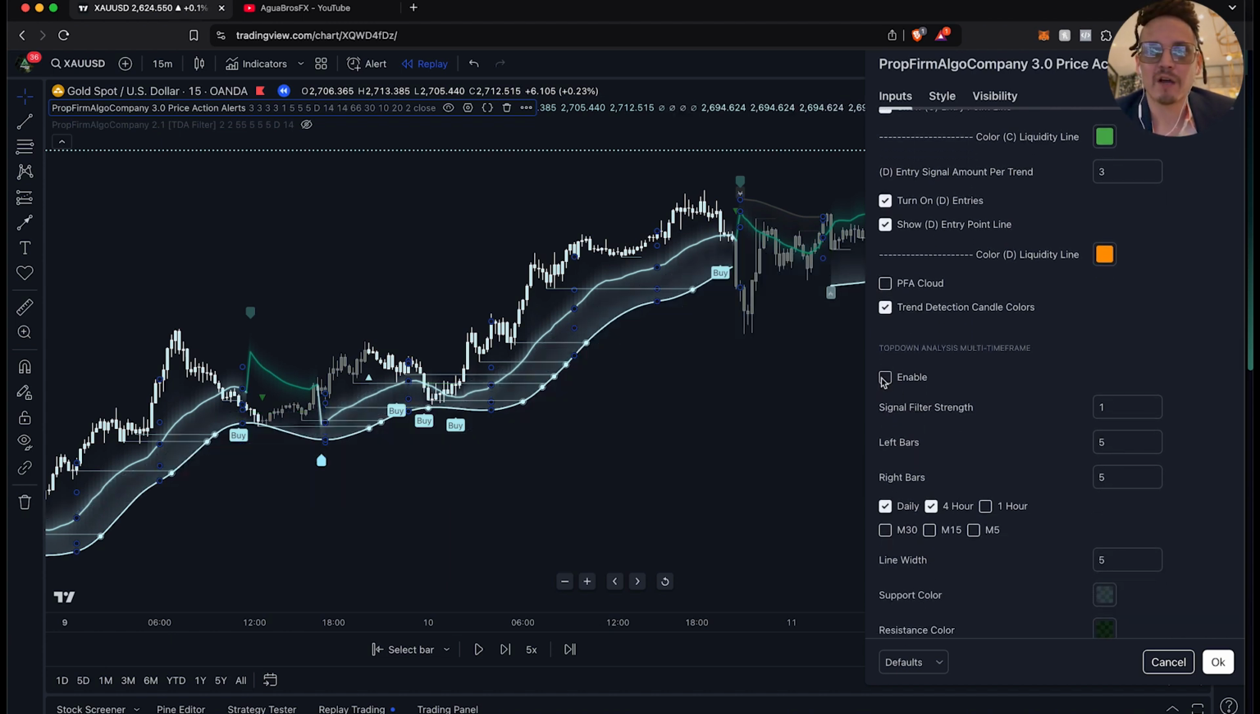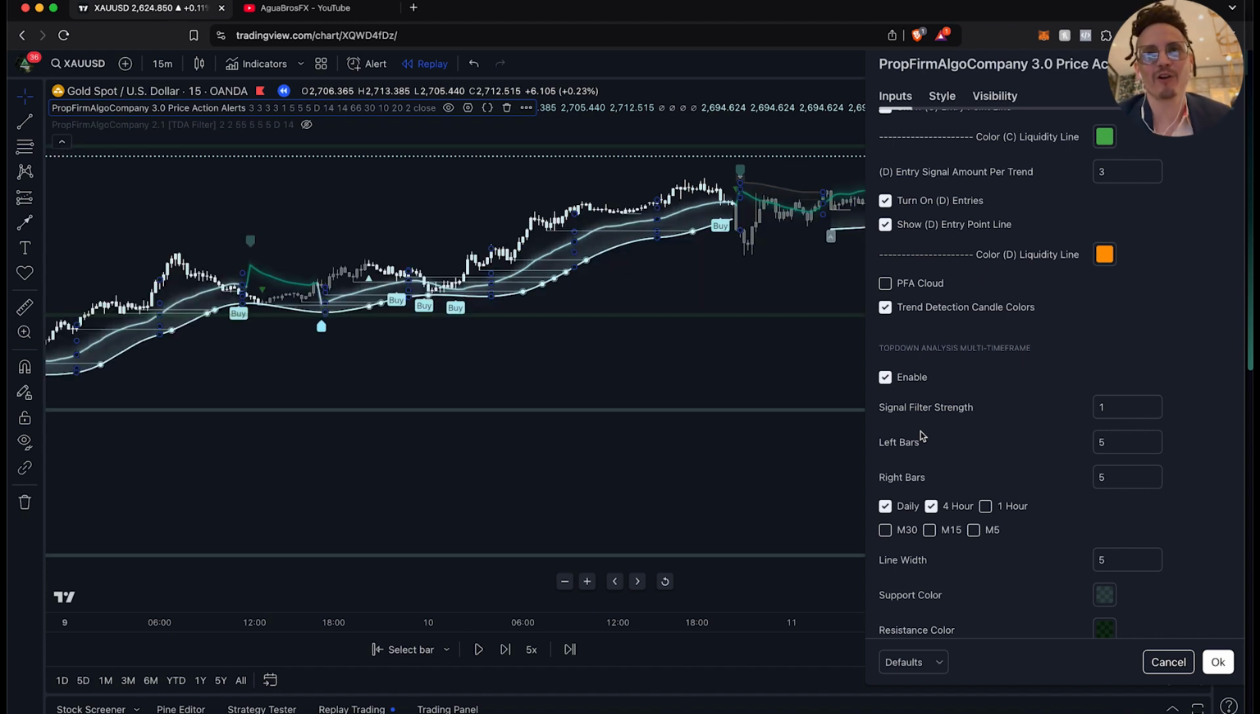We have the top-down analysis feature, which allows you to look at multiple support and resistance. And this is what I was talking about earlier. So you could stay away from buying at the top or, let's say, selling at the bottom.